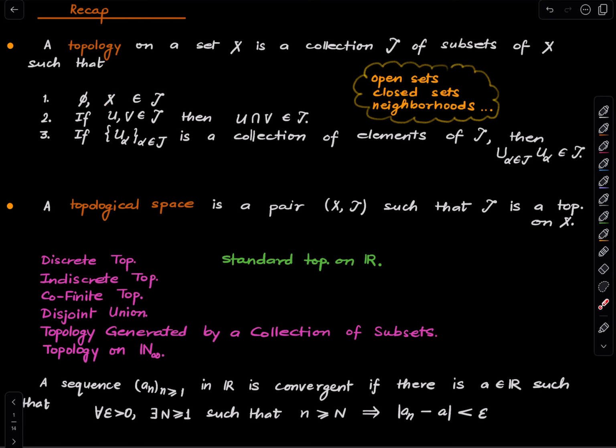Okay. So a topological space, as we said, is a pair where the first thing is a non-empty set and the second thing is a topology on the set. And then we looked at a bunch of examples. You can read this list and try to recall the definition. If you feel you have forgotten one definition, then you can go back to the previous lecture.